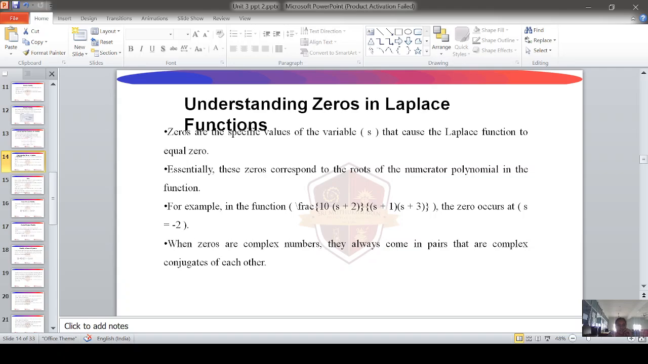These are the zeros. When zeros are complex numbers, they always come in pairs that are complex conjugates of each other.